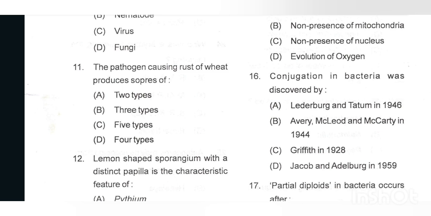Question number 11, pathogen causing rust of wheat produces spores of 5 types: uredospore, teliospore, then basidiospore, then pycniospore, then aeciospore. As it produces 5 types of spores, it is called as macrocyclic fungus. And this fungus, that is Puccinia, right? Puccinia completes its life cycle using two hosts that are wheat plant and barberry plant. So remember all these points.